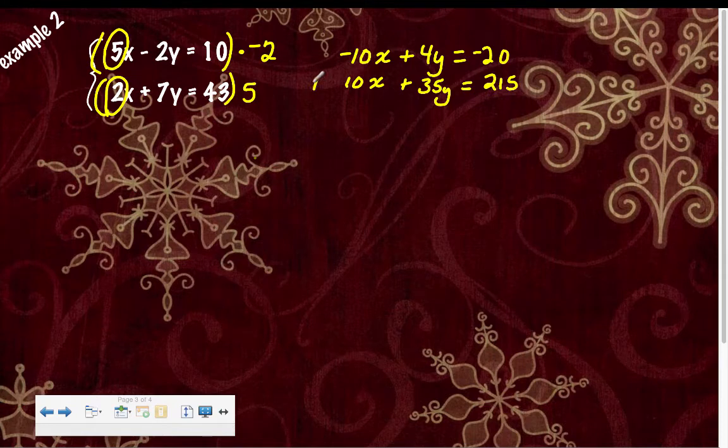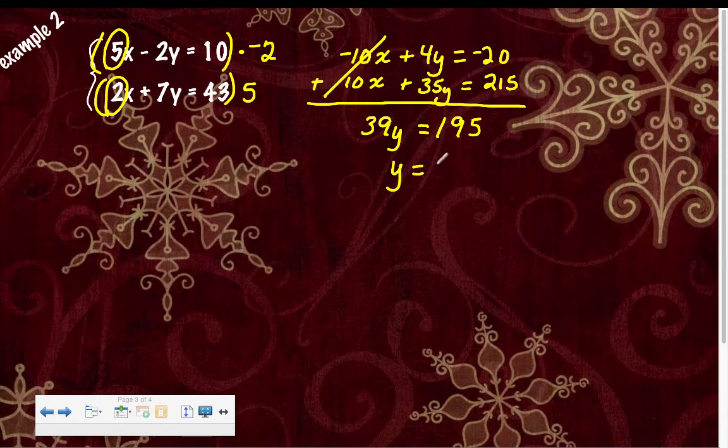And then my last step is the elimination where I add them together. Terms will be eliminated, and I'll have one variable left. So let's see, that would be 195. So how many times does 39 go into 195? I believe the answer is 5 times.